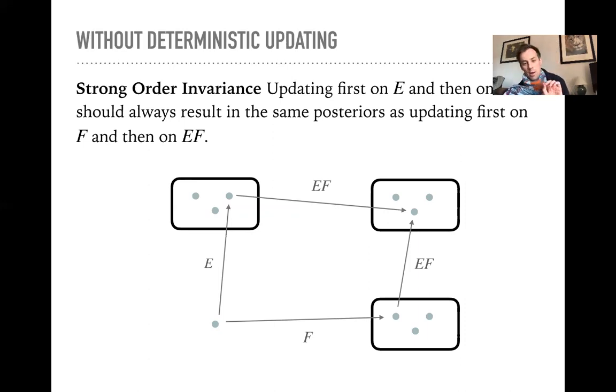So looking at this diagram at the bottom, it should be the case that if I start on the bottom left with my prior, I learn E, so I go up. Whichever I choose from that set, if I then update that by EF and get a further set, that should always be exactly the same set as if I first of all applied F, picked something from there, and then learned EF.